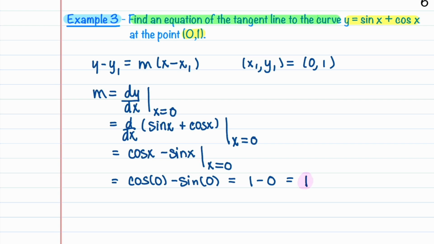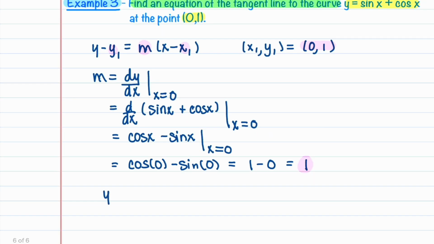Now we can take this value and plug it back into our equation, and then also plug in the point 0, 1 for x1 and y1. This gives us y minus y1, which is 1, is equal to our slope, which is 1, times x minus x1, which is 0. So we have y minus 1 is equal to x, and that gives us the equation y is equal to x plus 1. And that is the equation of the tangent line to the curve y is equal to sine x plus cosine x at the point 0, 1.